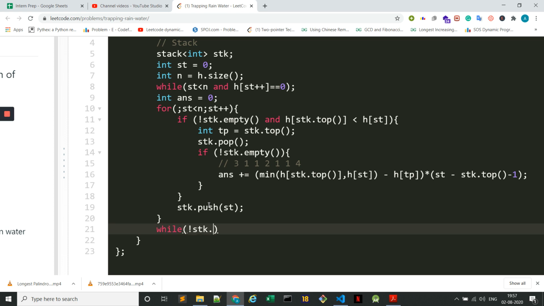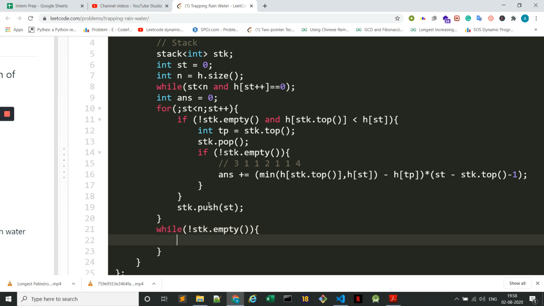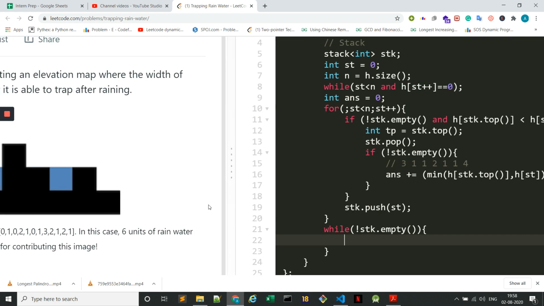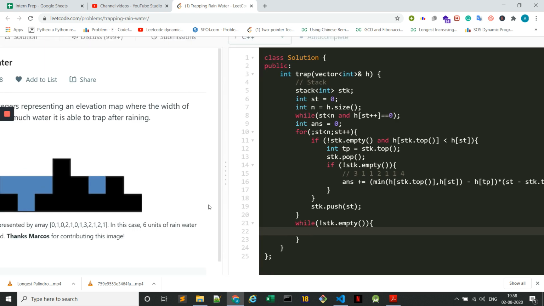Once we are done with this, it might be possible that the stack still remains non-empty. Now, if this stack is not empty, what does this mean? This means that there are elements in the stack for which there is no upper bound on the right hand side. So there is no boundary on the right hand side. The question is, do we need to take care of elements which do not have any boundary?